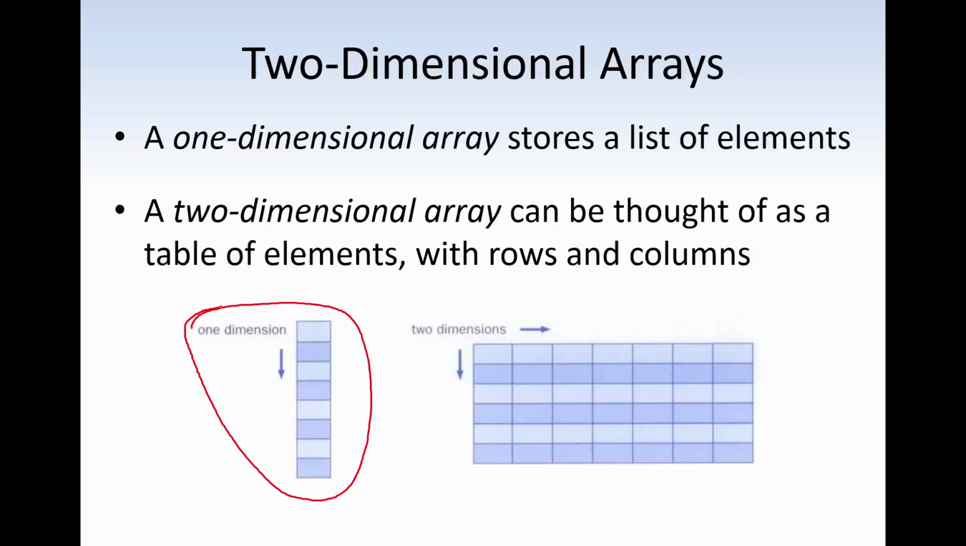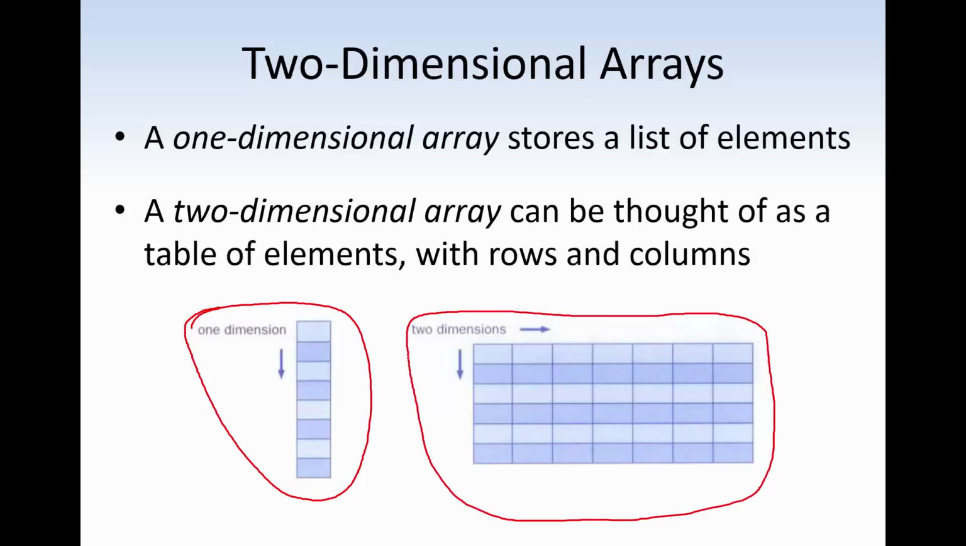But it turns out we can have two-dimensional arrays and three-dimensional arrays, four-dimensional arrays, whatever you want. So over here we have a graphic to show how a 2D array looks, right? So instead of there just being this column, really we have this full table. We can go both right and down, instead of just down.